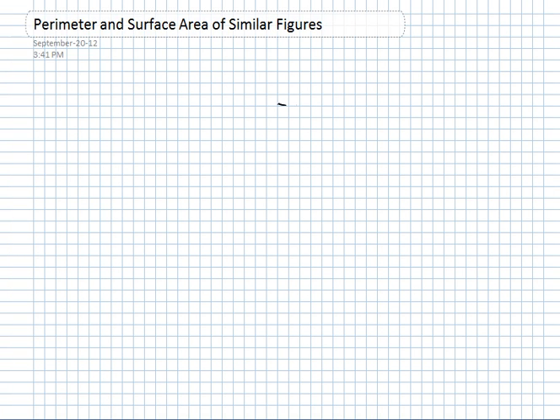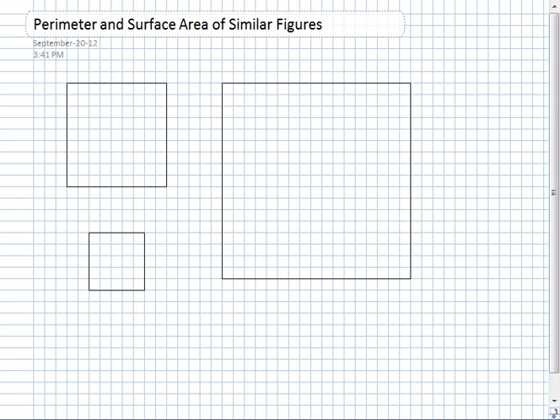Anyways, we are looking at perimeter and surface area of similar figures. We just finished talking about similar figures, looking at perimeter and surface area, and I would like this to be a little bit more inquiry based. In other words, I'm going to let you do some investigations here. So you're going to find the relationships, and we'll start that right now.